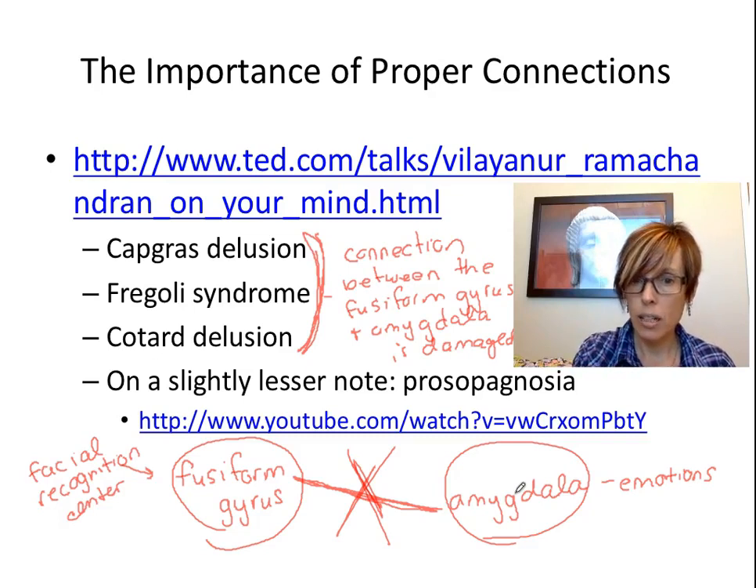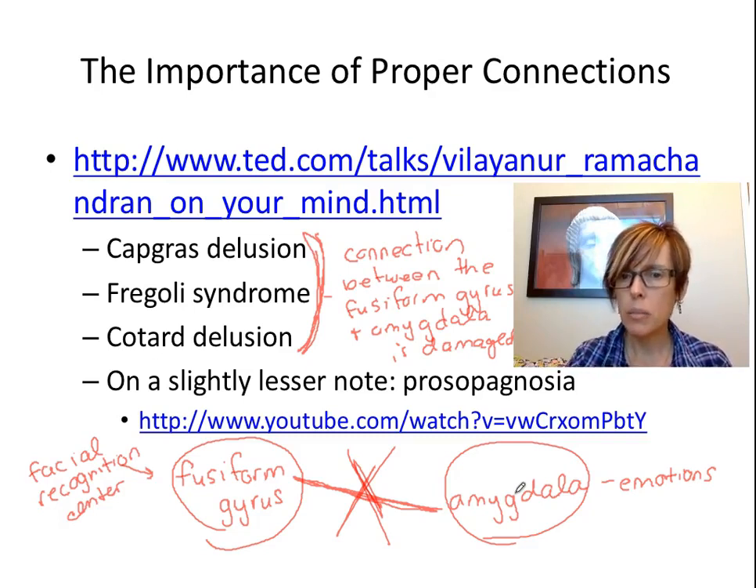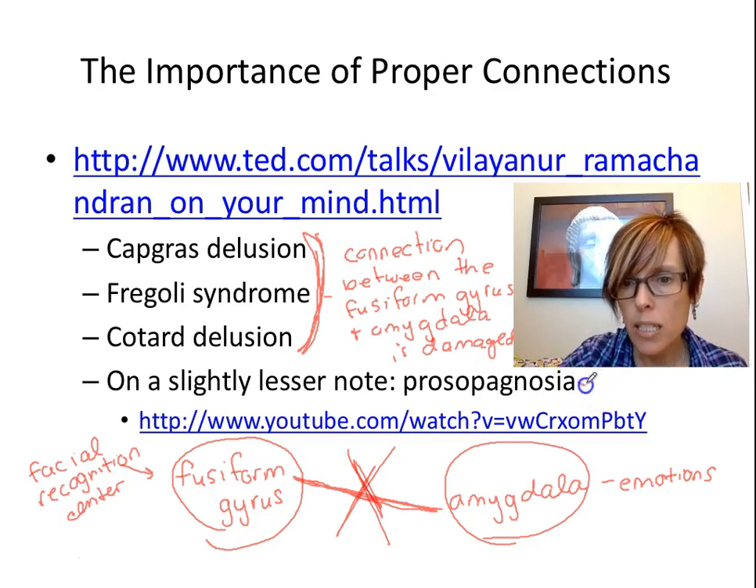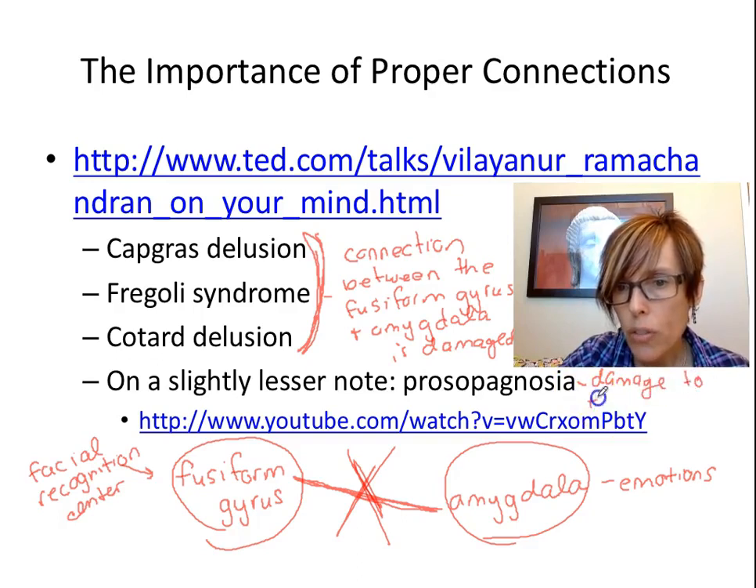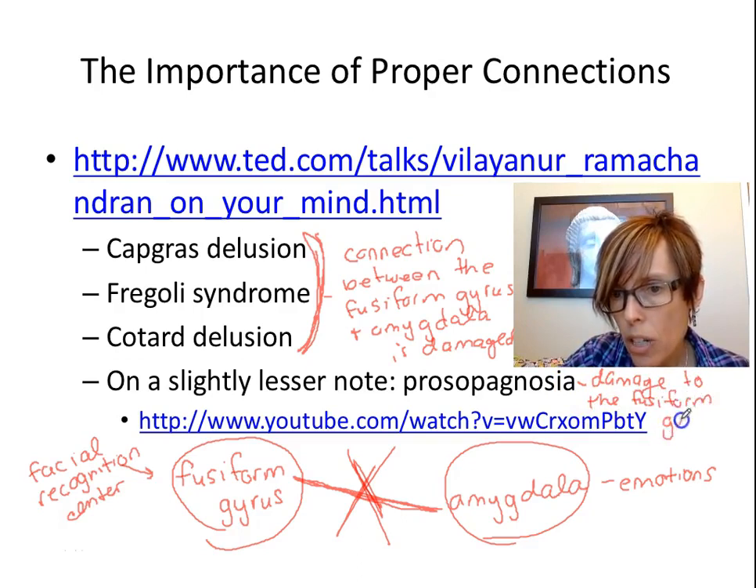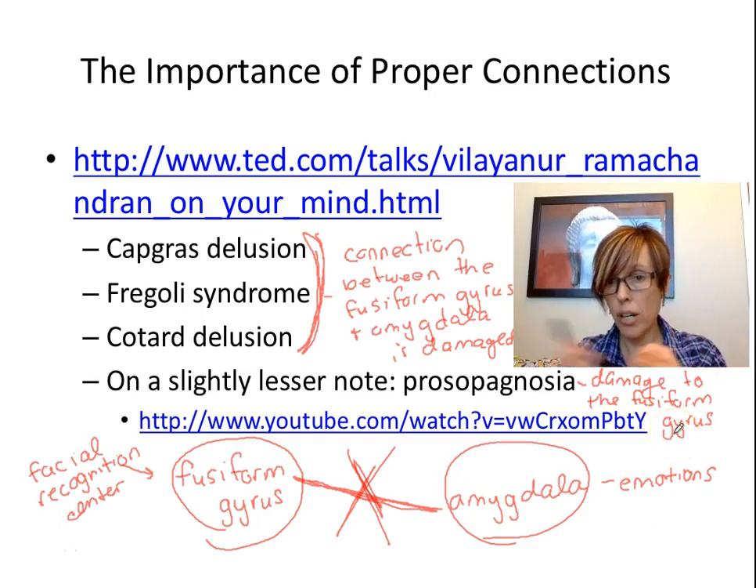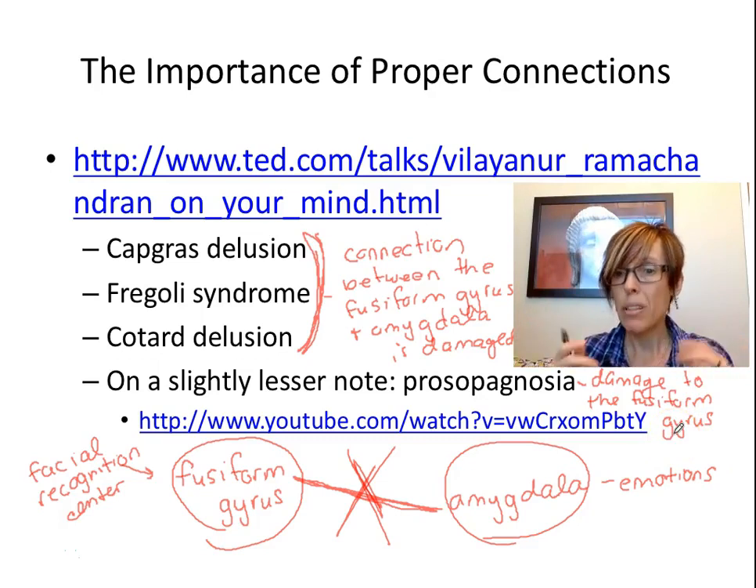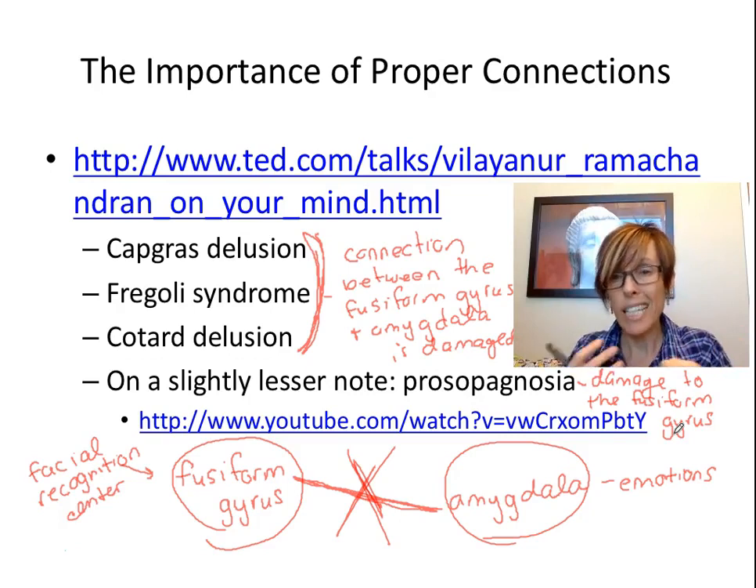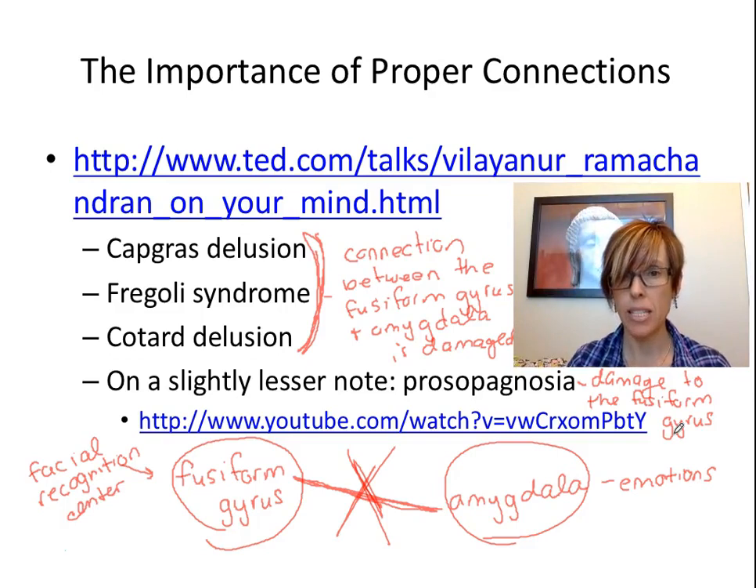And then prosopagnosia, this last one, is going to be a little bit different. This is going to be damage to the fusiform gyrus. So in this case, the connection between the fusiform gyrus and the amygdala is fine, right? That's fine. But the fusiform gyrus itself is damaged. So because that's the facial recognition center of the brain, you can't recognize faces. You see them, totally see them, but you have no idea who they are. Like you just can't recognize that face at all.